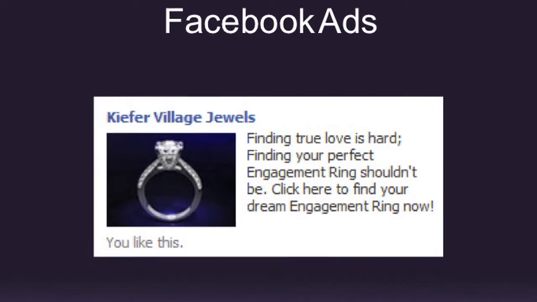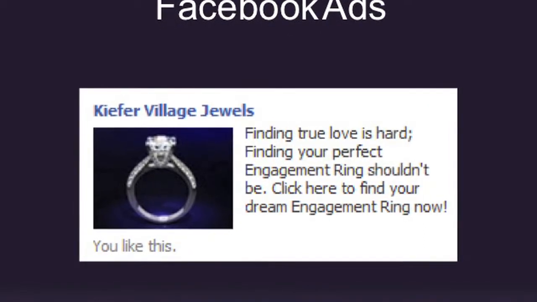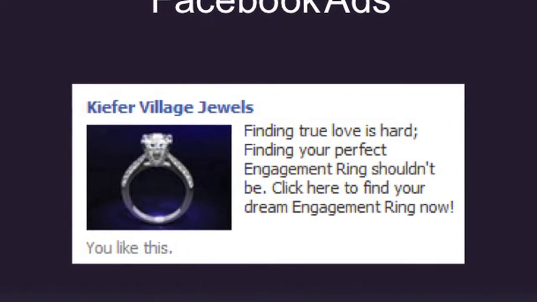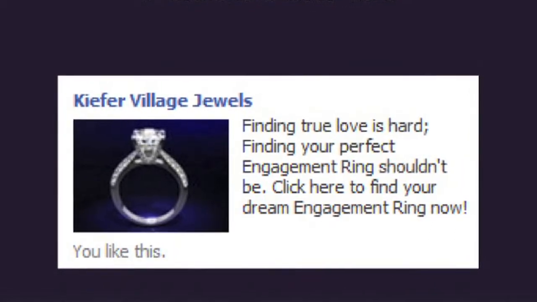So if we spend money on advertising, we only advertise to these people. And we don't advertise to the world. We only advertise to the people that need our product. On the right, you see the way the ad shows on the Facebook page.